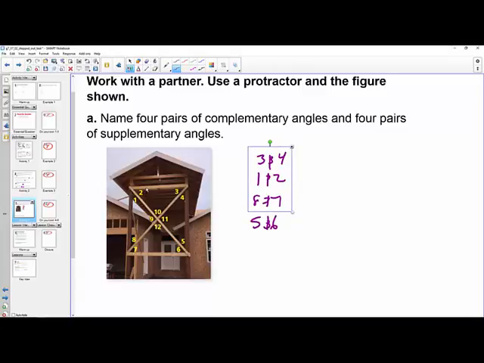Those are all complementary angles. They all form this 90-degree angle here. For supplementary angles, it's got to add up to 180. So like those would be like 10 and 11. So if I look here, like this angle measurement is 180 degrees here, right? 11 and 12, 12 and 9, and then finally 9 and 10.